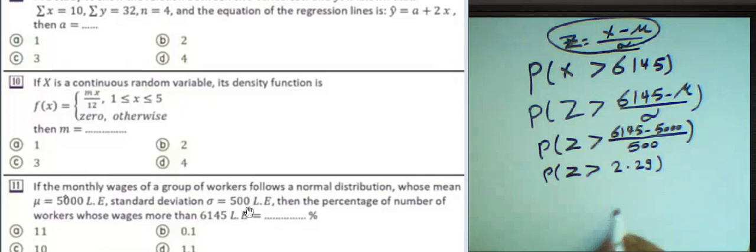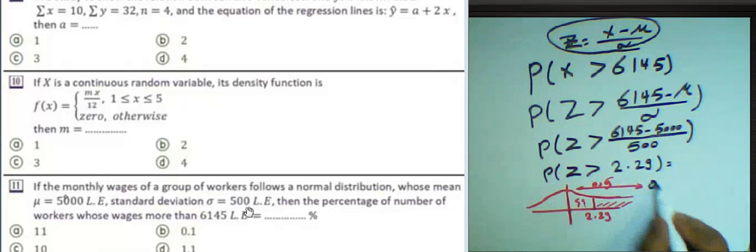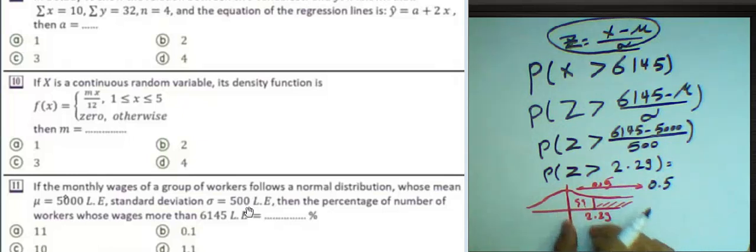We want to find the area of this part. If we draw the curve here from 2.29, we want to find the area of this part. We know the area of this half equals 0.5. We can find this area by looking at the table for the probability from 0 to this number, and then subtract the result from 0.5. So the result will be 0.5 minus this area.